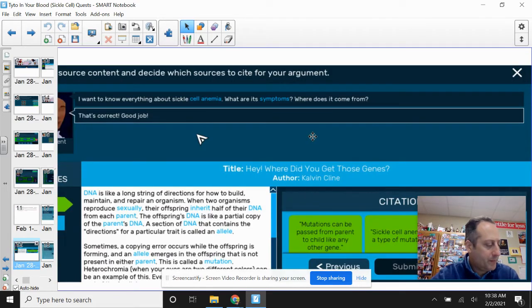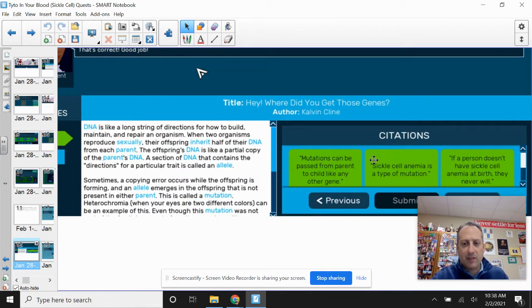Next, we read a couple articles. Hey, where'd you get those genes? We found a couple things out about mutations. Sickle cell anemia is a type of mutation. If he doesn't have it at birth, you never will, because it's genetic.